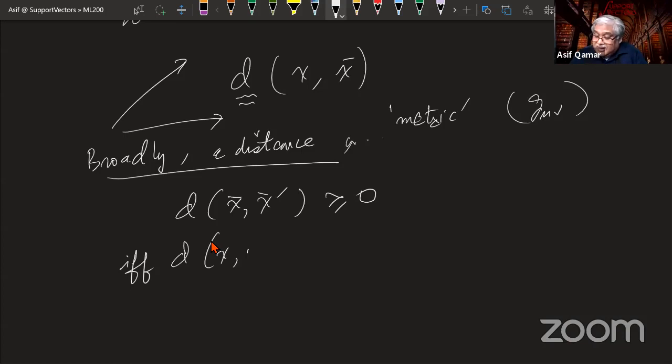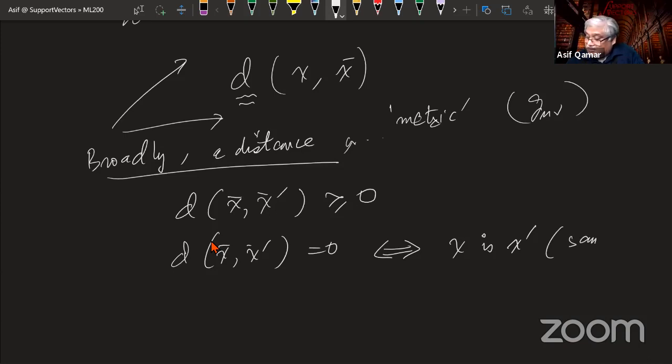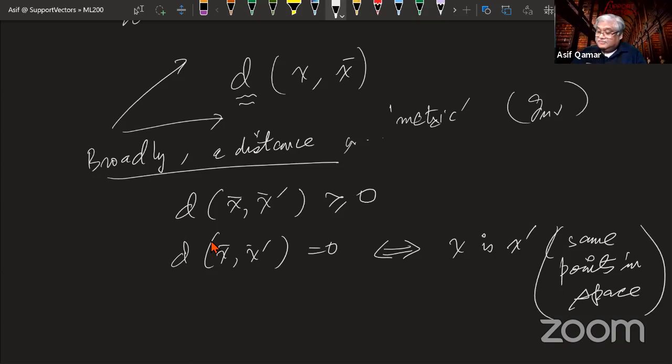Makes sense. The other thing that it says is that if the distance between x and x prime is equal to 0, it implies, bidirectionally, that x is x prime. They're both the same points. This also makes sense, right? If you don't have to go even a little bit to reach the other point, it means that other point is where you are.